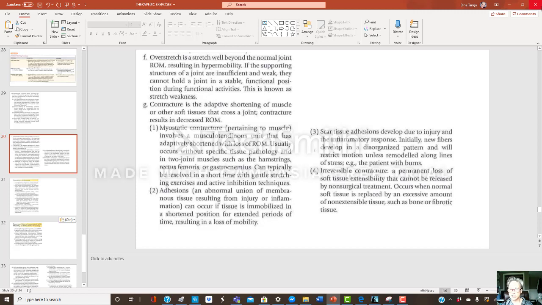Irreversible contracture, a permanent loss of soft tissue extensibility that cannot be released by non-surgical treatment, occurs when normal soft tissue is replaced by an excessive amount of non-extensible tissue, such as bone or fibrotic tissue.